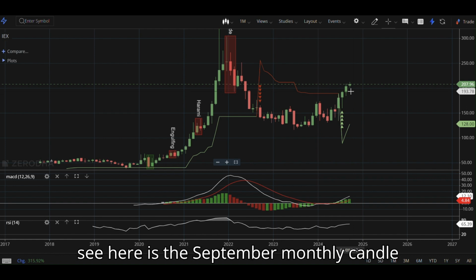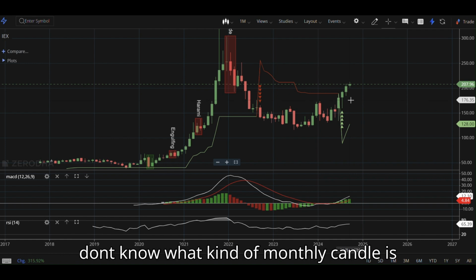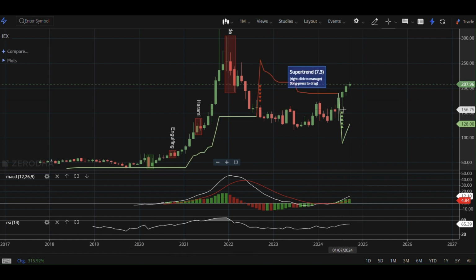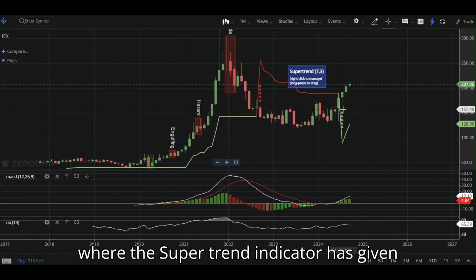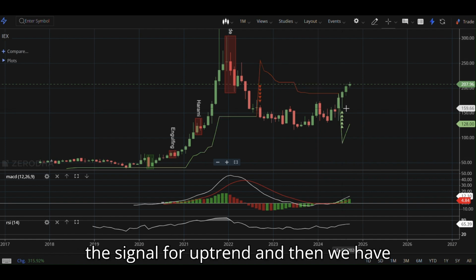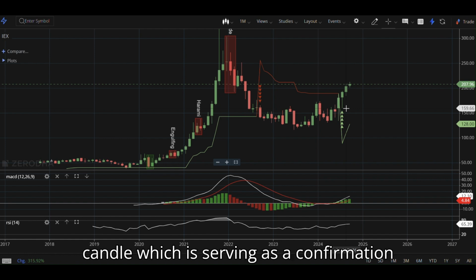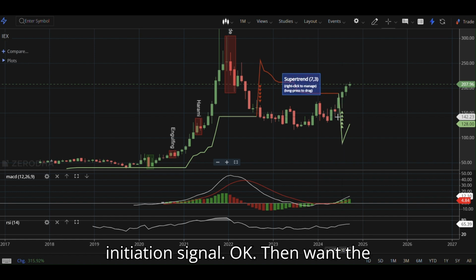The candle that you see here is the September monthly candle. The month is still going on, so we don't know what kind of monthly candle is going to form for September. But we have the signal candle of July where the super trend indicator has given the signal for uptrend, and then we have the confirmation candle in the form of the August candle, confirming this super trend uptrend initiation signal.